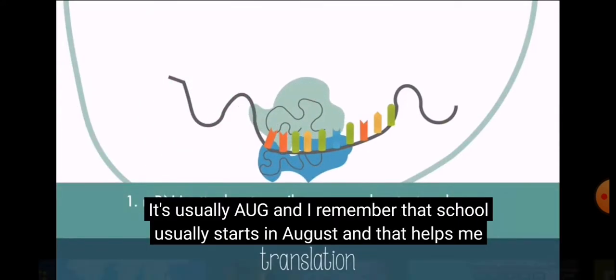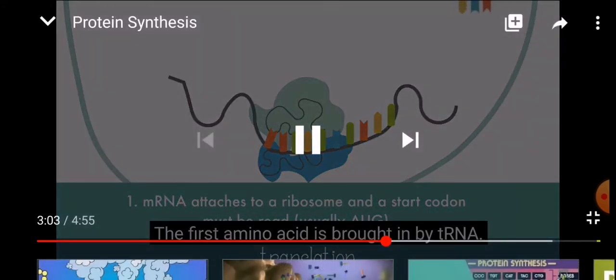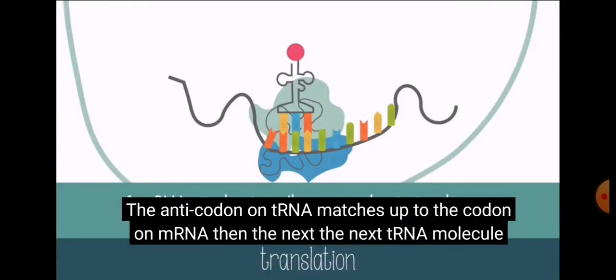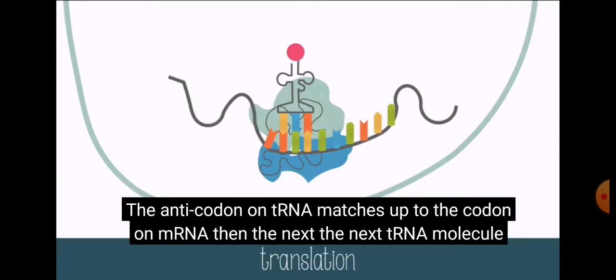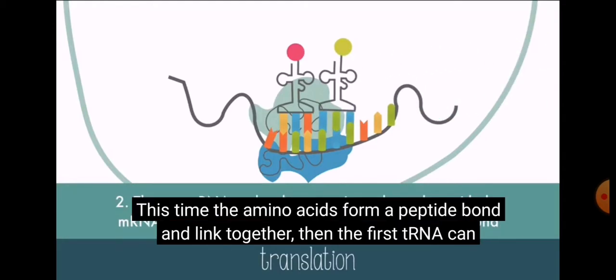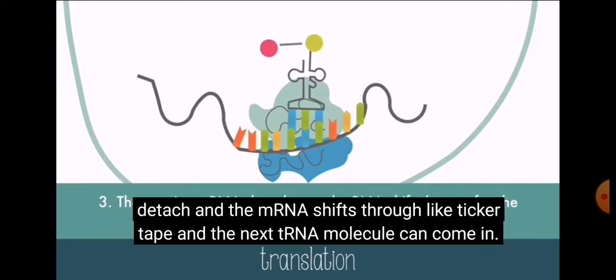It's usually AUG, and that helps me remember AUG. The first amino acid is brought in by tRNA. The anticodon on tRNA matches up to the codon on mRNA. Then the next tRNA molecule moves in and matches up with the mRNA codon. This time, the amino acids form a peptide bond and link together. Then, the first tRNA can detach, and the mRNA shifts through like ticker tape, and the next tRNA molecule can come in.